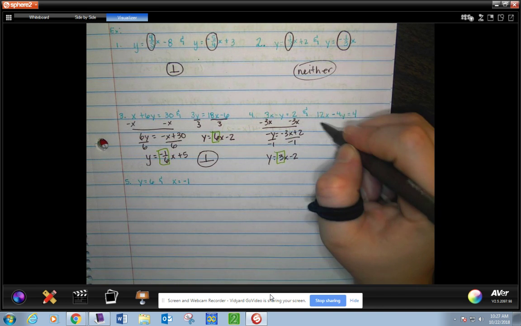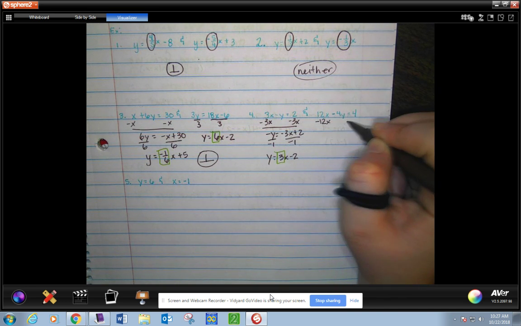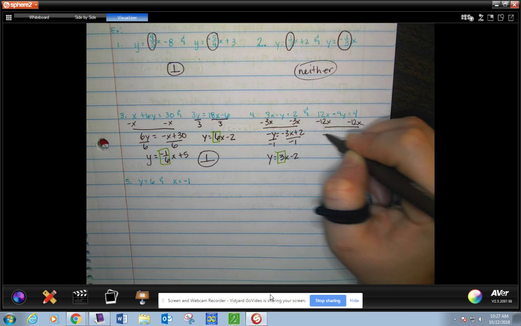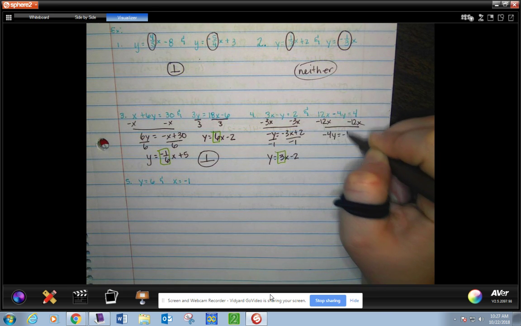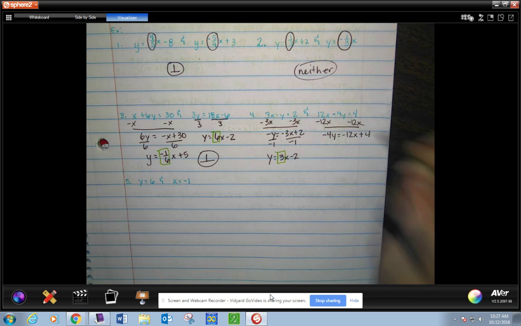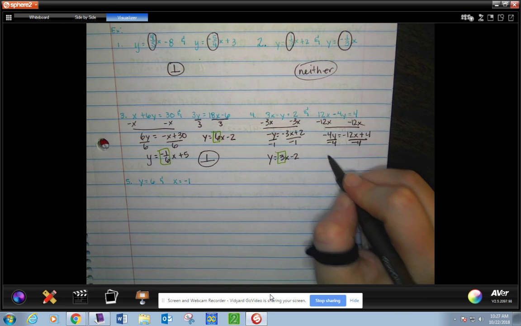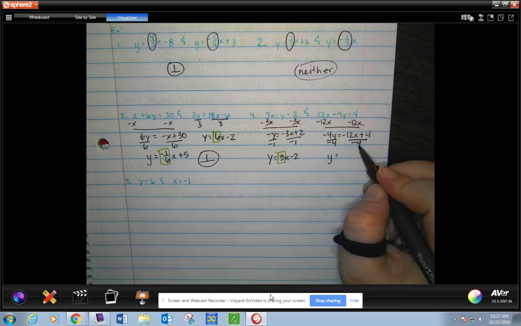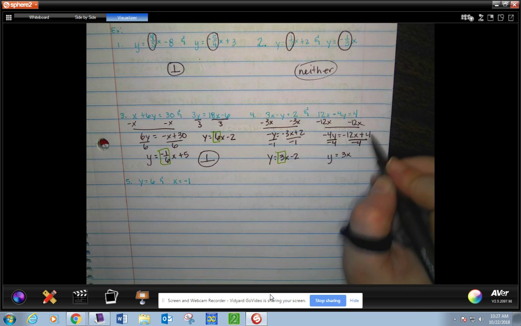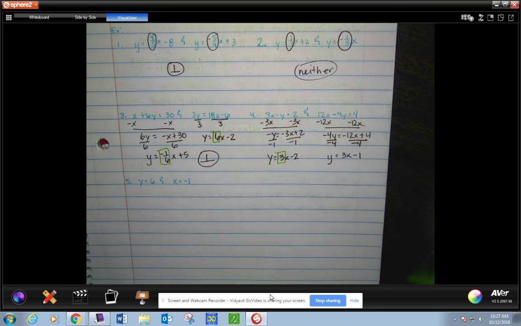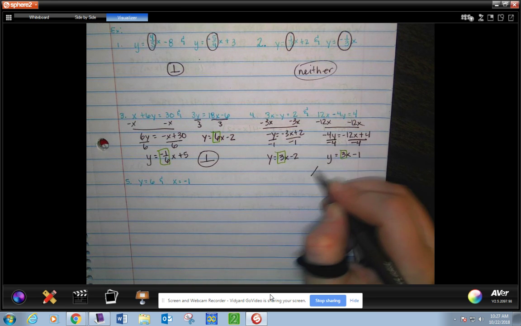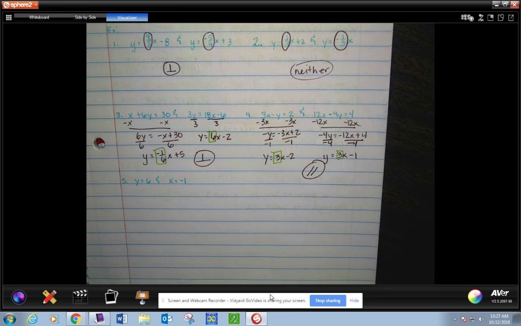For my second equation, I again move the x by changing the sign. That gives me negative 4y equals negative 12x plus 4. And then I divide by the number in front of y. And that gives me negative 12 divided by 4 is 3x. And 4 divided by negative 4 is negative 1. But all I care about is that number in front of x. Since these are the exact same, your answer is parallel.